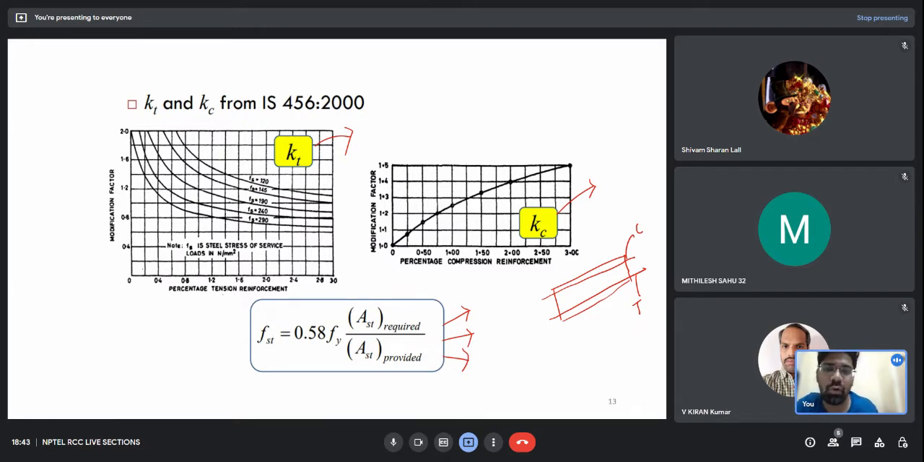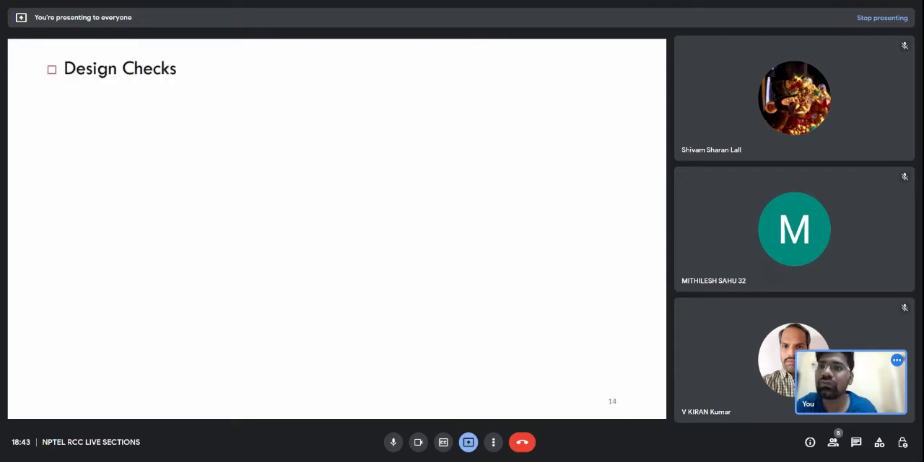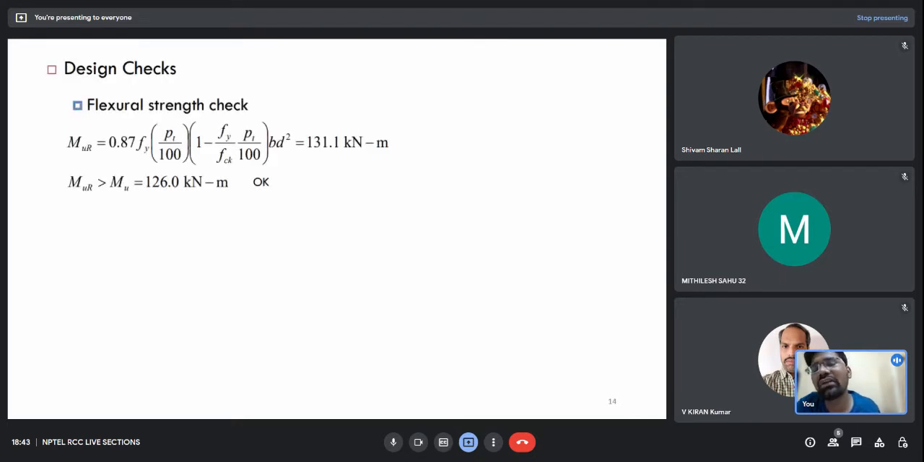Let's see for our problem 2. So these are the design checks. Firstly, we need to check the flexural strength for the percentage of steel which is provided. So this is nothing but 0.87 Fy Ast into d minus 0.42 Fck, a modified version of that formula. For the provided amount of steel, this is the moment which it can resist, and that moment is greater than the moment which is coming from the load. So that check is successful.